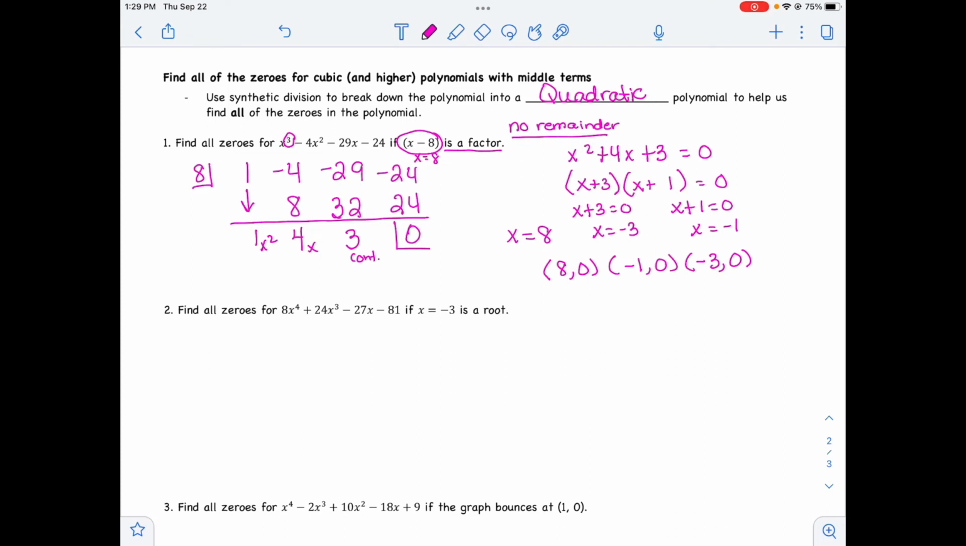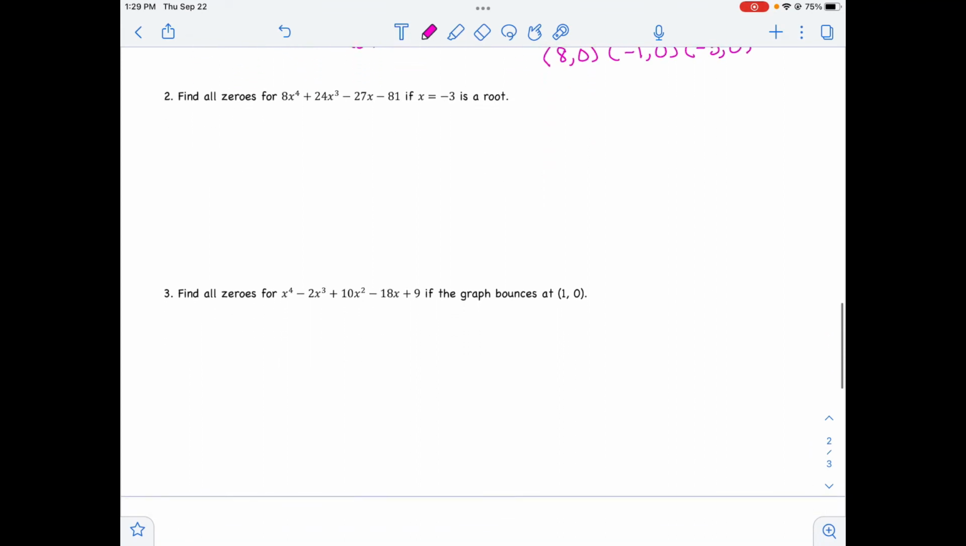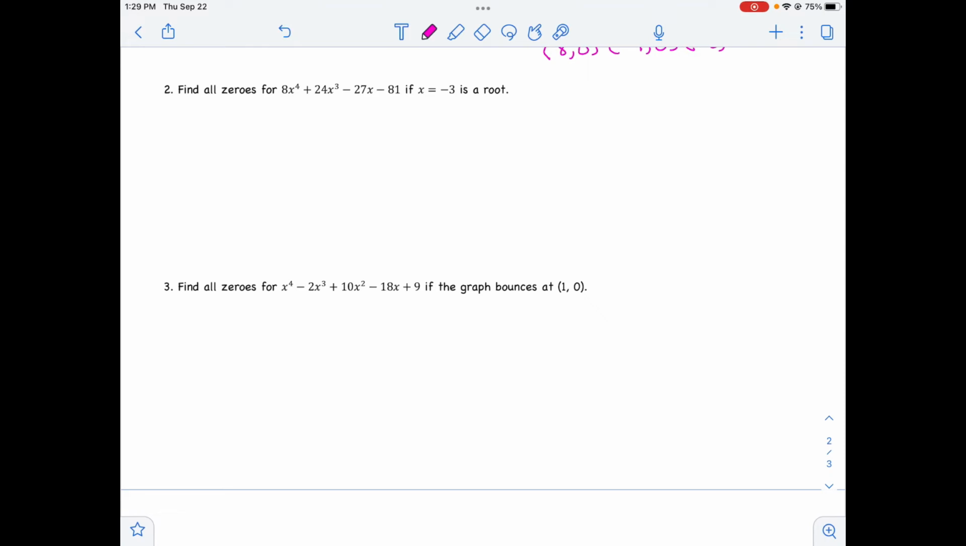All right, we're going to go down and look at number 3 for a second. And notice that it says we're going to find all the zeros for this polynomial if the graph bounces at 1, 0. So if it's bouncing, that means it has that parabola shape, and that means there's actually 2 things happening there, and multiplicity is 2. So we've got to think about that as at 1, 0, we actually have x equals 1 and x equals 1 twice. So we have no remainder twice, okay, because it bounces there.